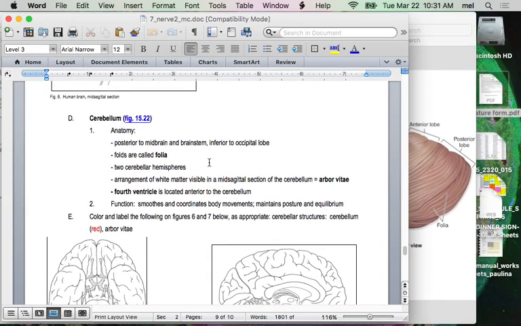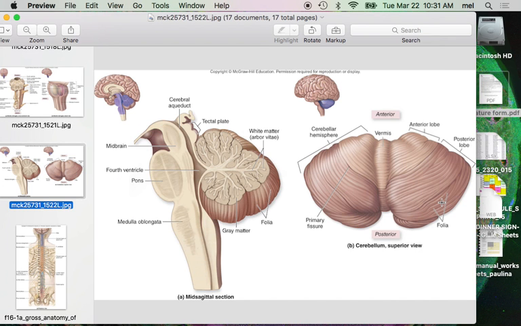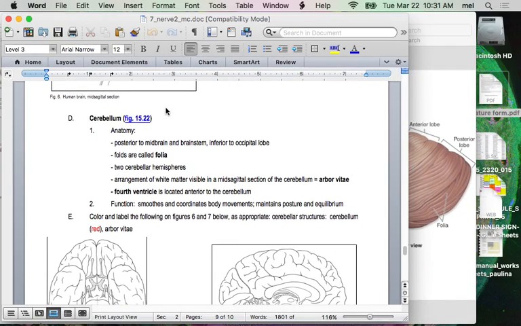So let's see if we got everything. Folia, cerebellar hemispheres, yeah. Okay, so the function of the cerebellum is kind of interesting, because a lot of functionality that the cerebellum does, people think happens elsewhere. The cerebellum is actually smoothing and coordinating motor movements and maintaining posture and equilibrium.